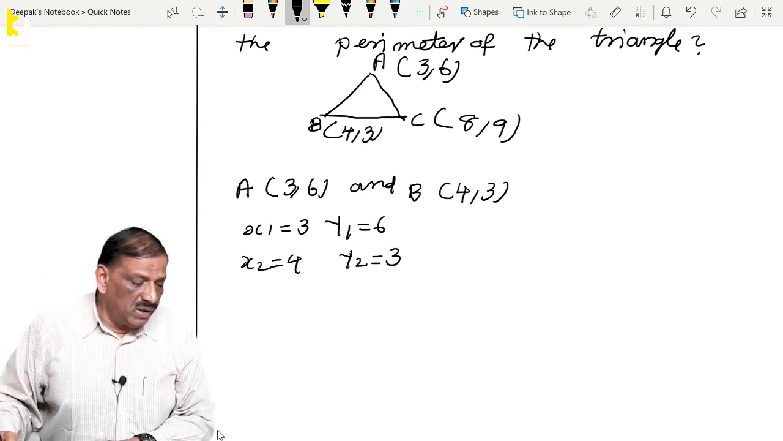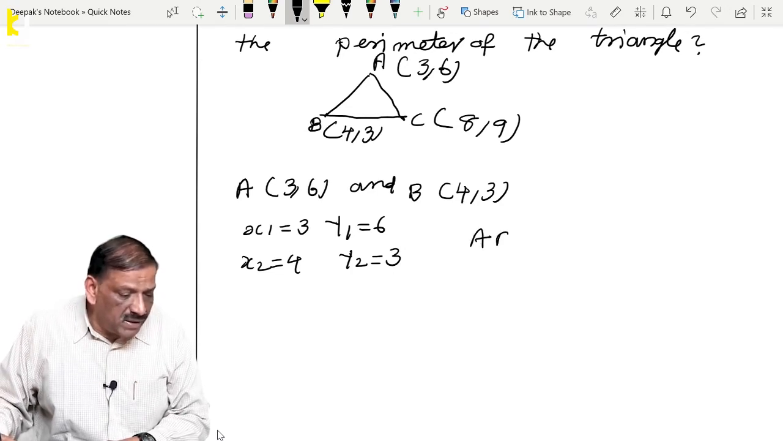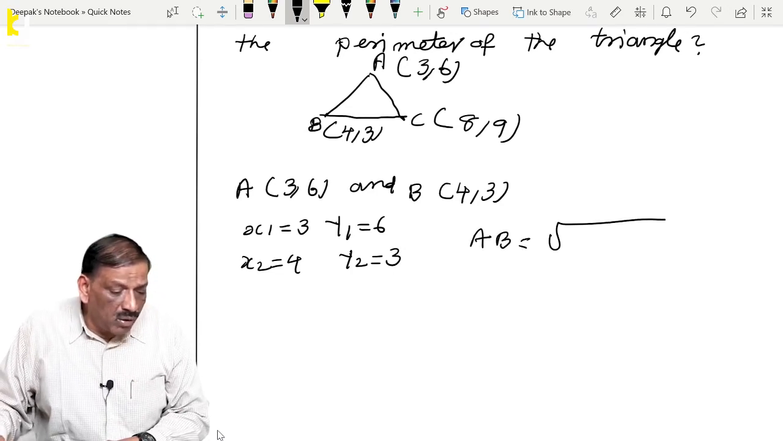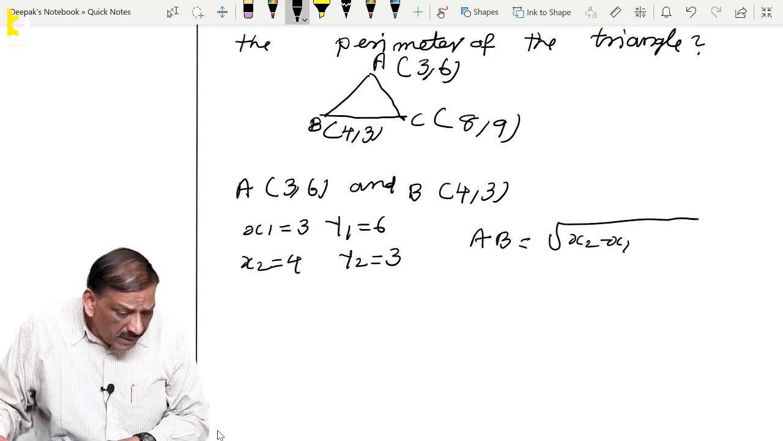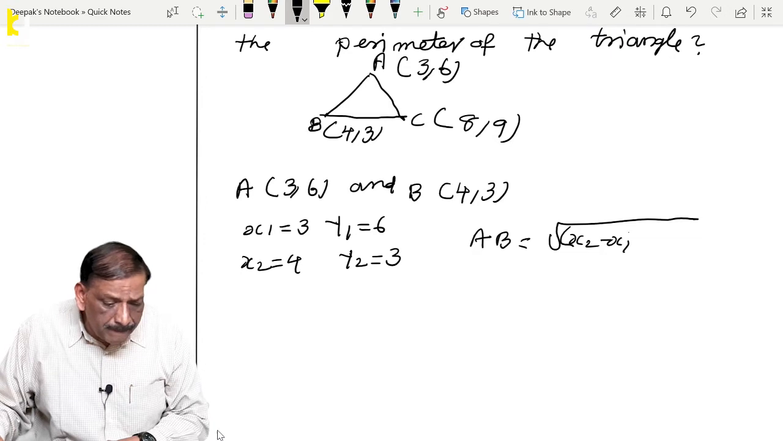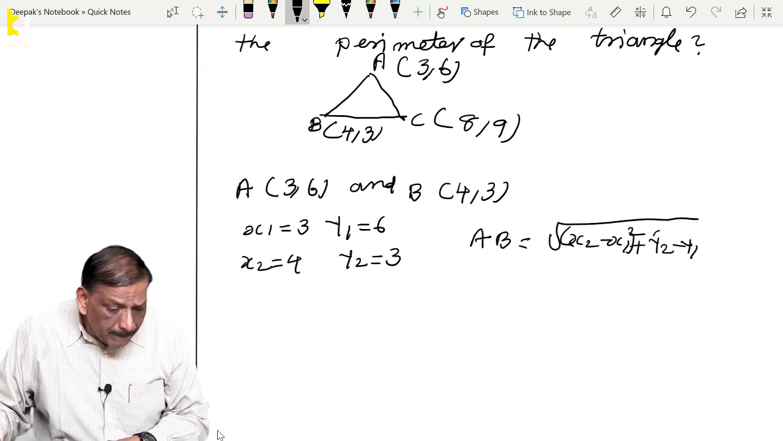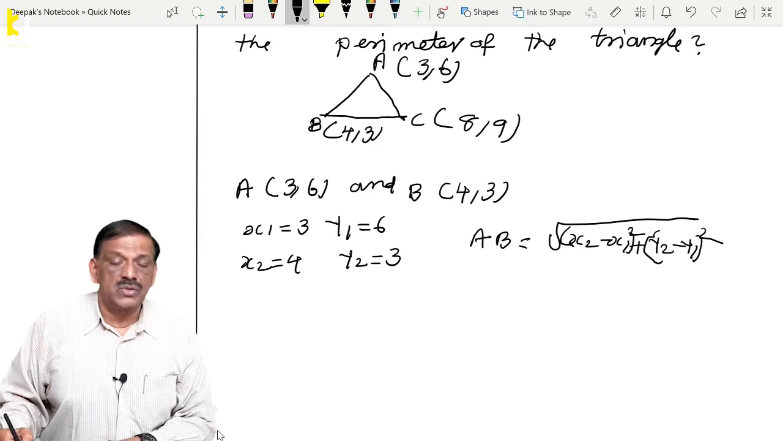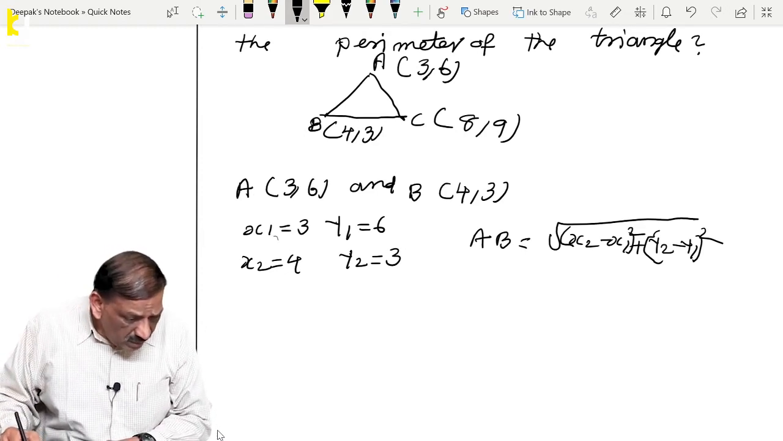So, to find out the length of AB, we can use the formula: AB equals root of (x2 minus x1) whole square plus (y2 minus y1) whole square.